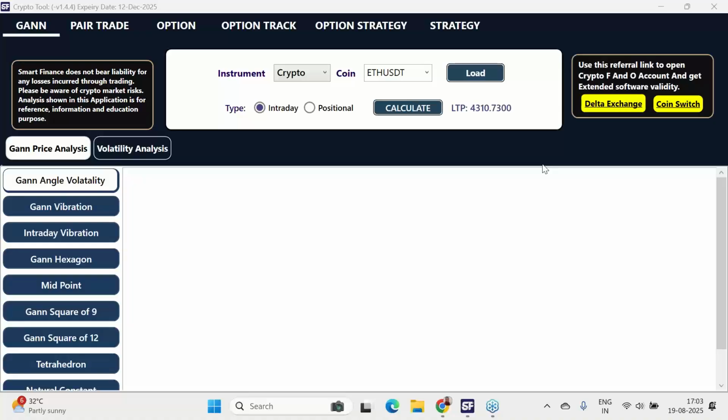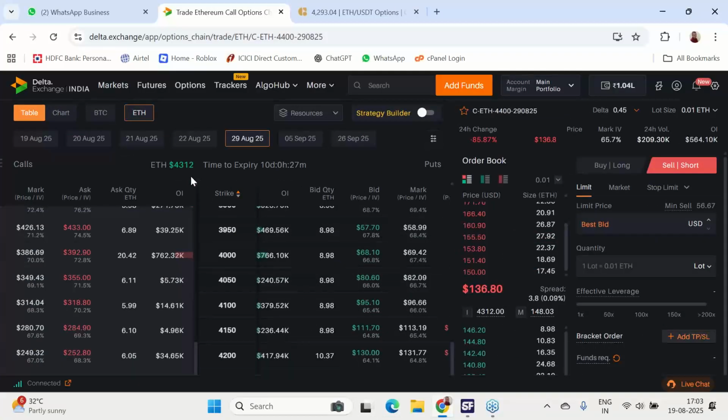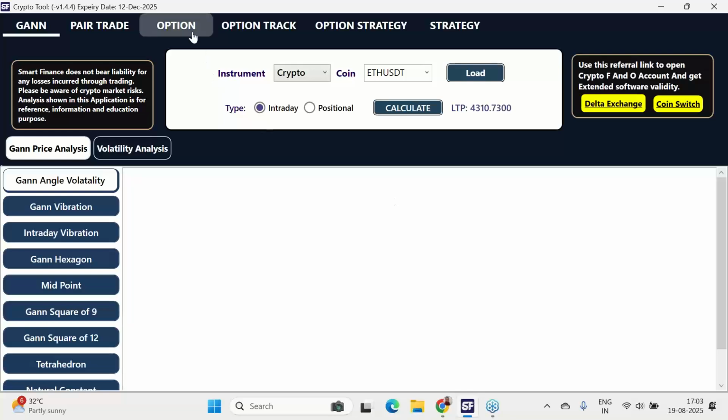So in this video, we are going to understand how you can use the delta of the option in a better way. I will be taking it in very layman's language. Ethereum is trading at 4312. We have an option tool here, but I will not be using the option tool. I'll just make you understand in layman's language. Now it has changed to 4309.73.